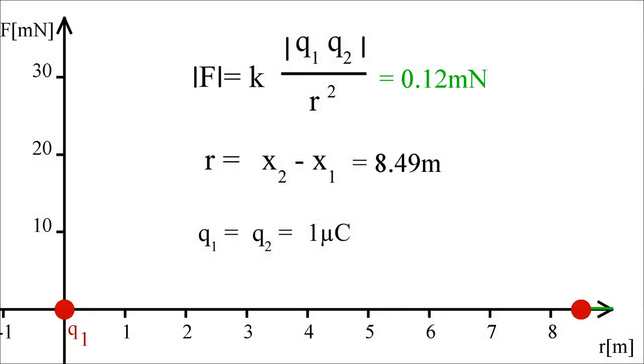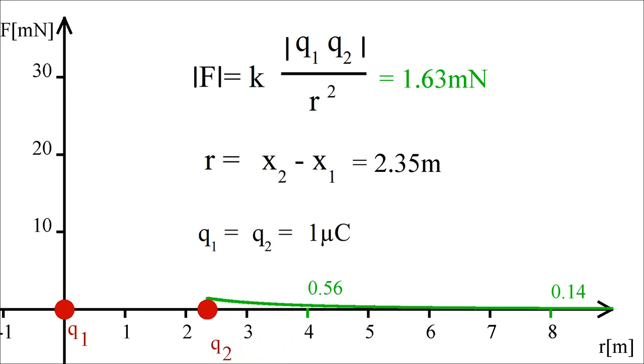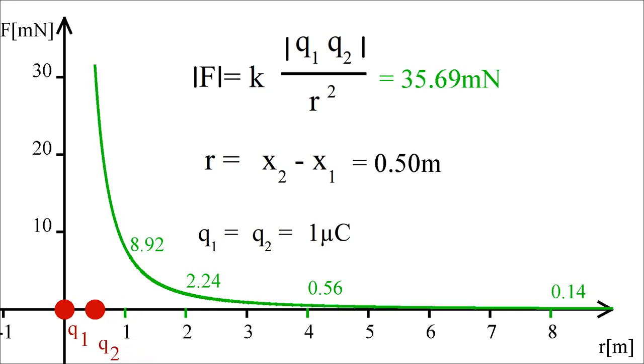In the coordinate system shown here, the force between two positive point charges, each being 1 microcoulomb in magnitude, is plotted over the distance in meters. The resulting force is less than 0.14 mN above 8 meters and it is increasing with decreasing distance. We get 0.56 mN at 4 meters, 2.24 mN at 2 meters and more than 40 mN at a distance of just half a meter. The force grows to infinity when the distance tends to zero.